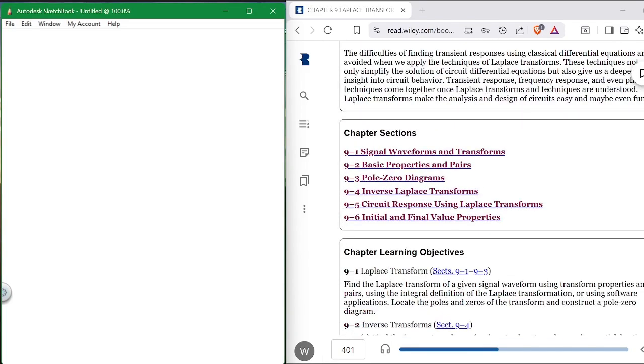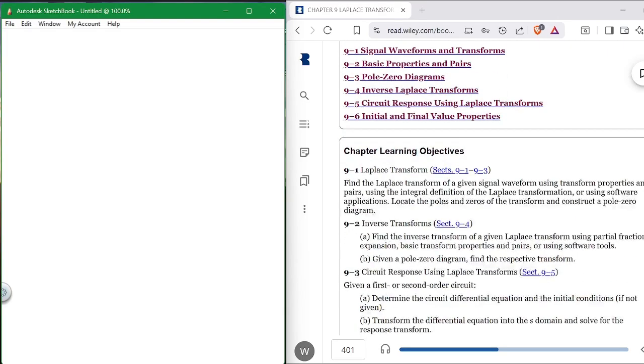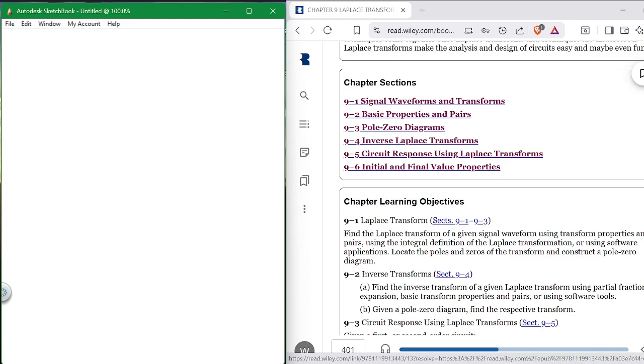So basically, this is a chapter on looking at things in the S domain, all right? The S domain is the frequency domain. Okay? Now, what does S mean?